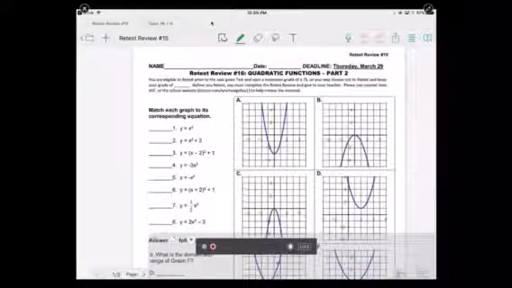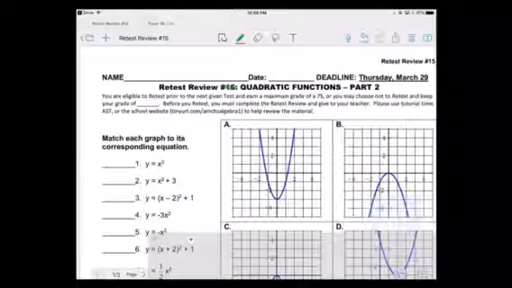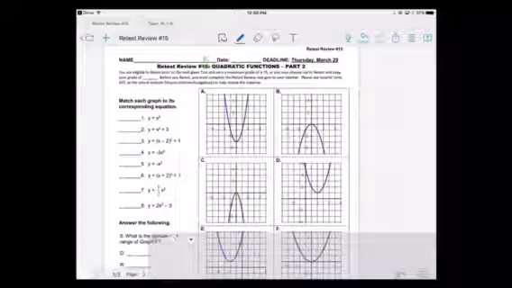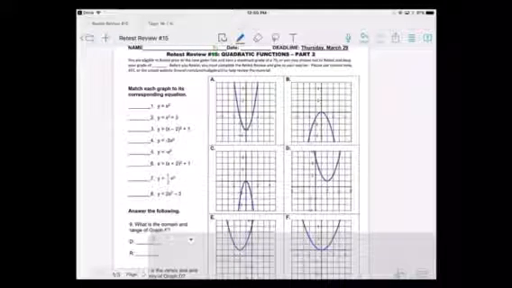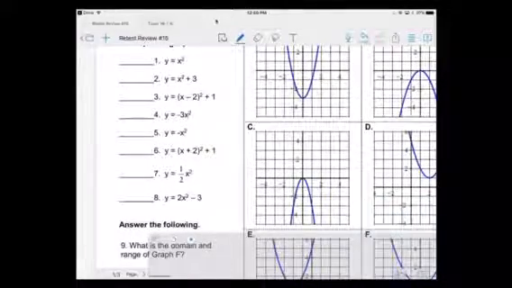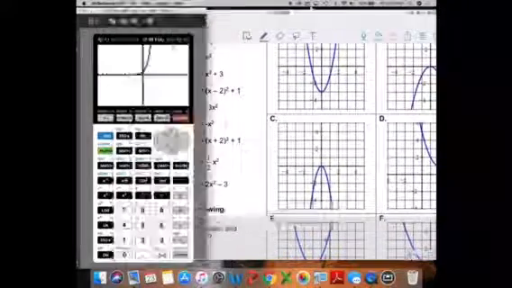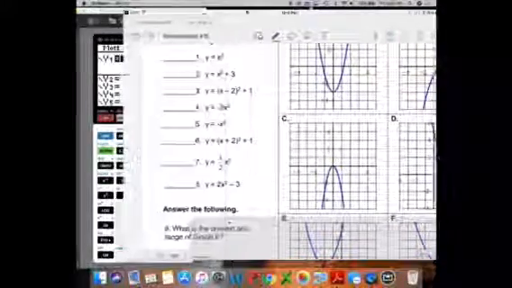This video covers the Retest Review 15 over quadratic functions part 2. So 1 through 8 ask us to match the graph with the corresponding equations. The first thing I'm going to do is see if there are any of these I can knock out. But my best advice for you is to plug these into y equals and see what your graphs look like.